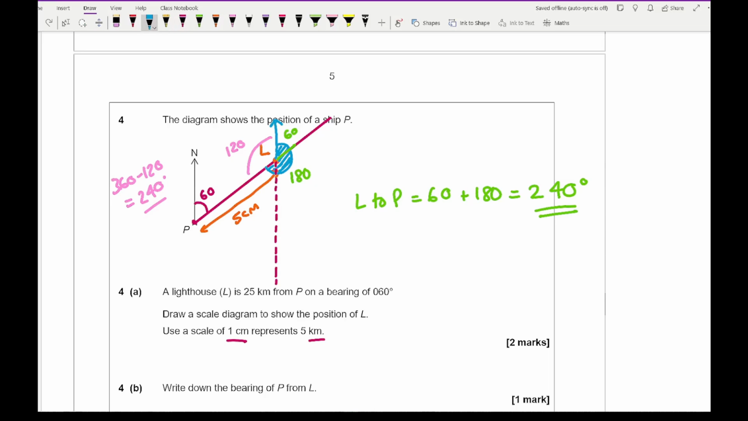Now it says in the question that it's starting at its original position of P and it's travelling on a bearing of 120. Now 120 I would say is about there. So this angle here is 120, which means that this angle here is 60 degrees. So if I just draw that out again, this is point P, this is L, and this point here will be T.